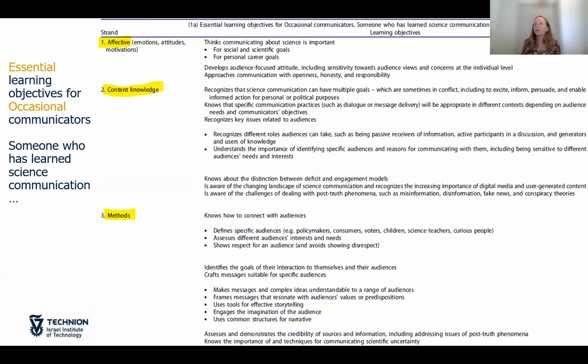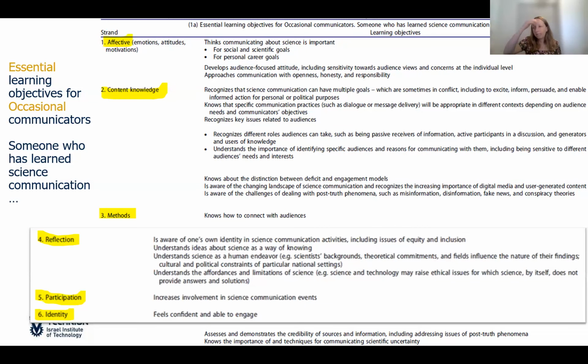So we had a few affective issues, a few content knowledge, and a few methods, a few reflection and participation and identity learning goals. But I think what you can see here, without reviewing all the list, is that it's manageable. So it's something that we can actually aspire to do in a workshop of a few days or so.